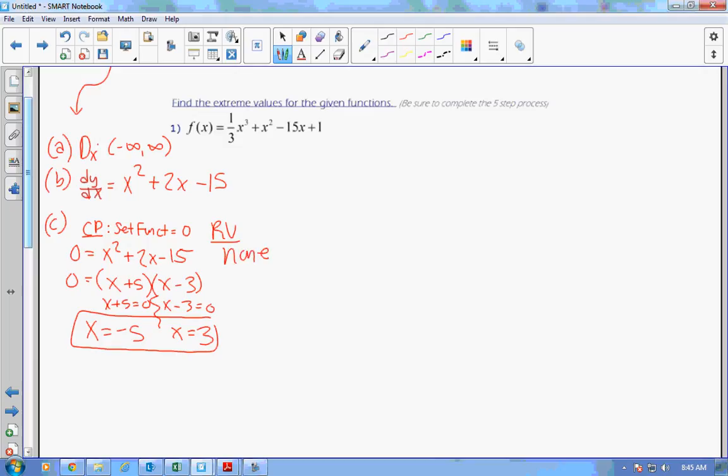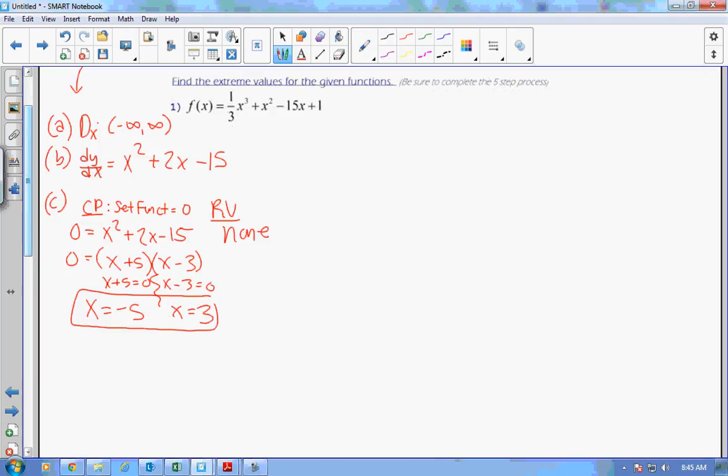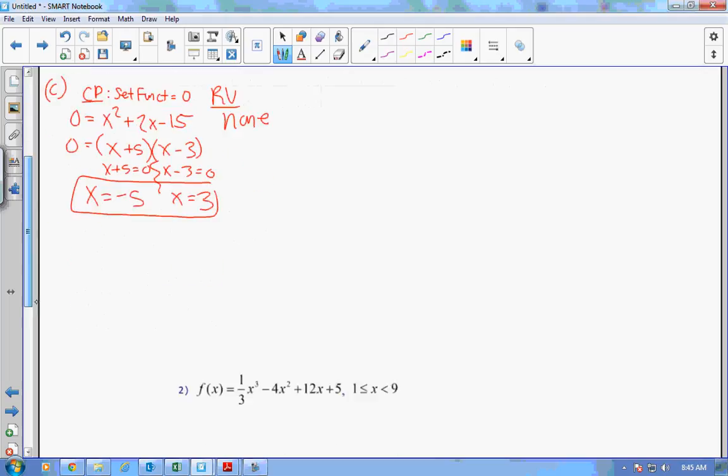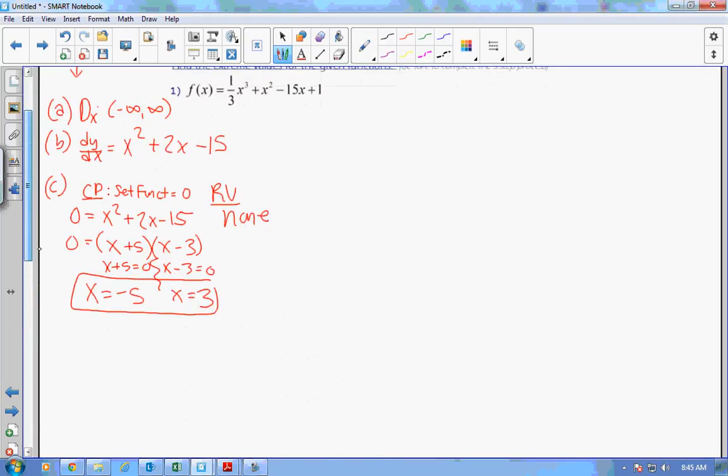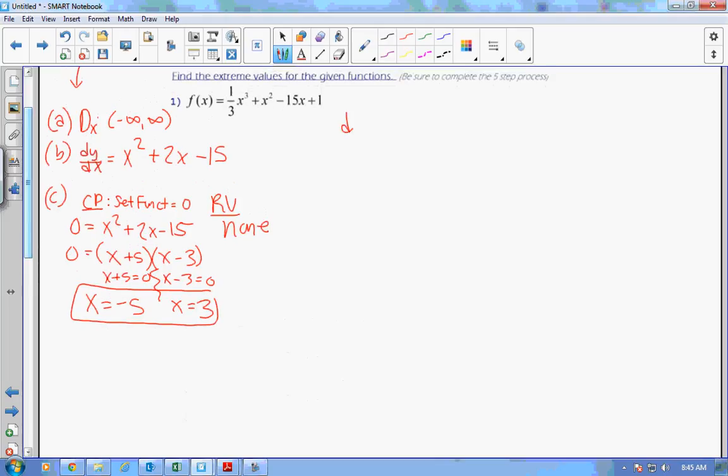Okay, now we do a sign chart. Where's your number 2? Is it below or to the right? Okay, I'm going to come over here. Sign chart, and you need to be labeling this. This is dy dx, or you can say f prime. You need to label. And put your critical points on, negative 5 and 3.